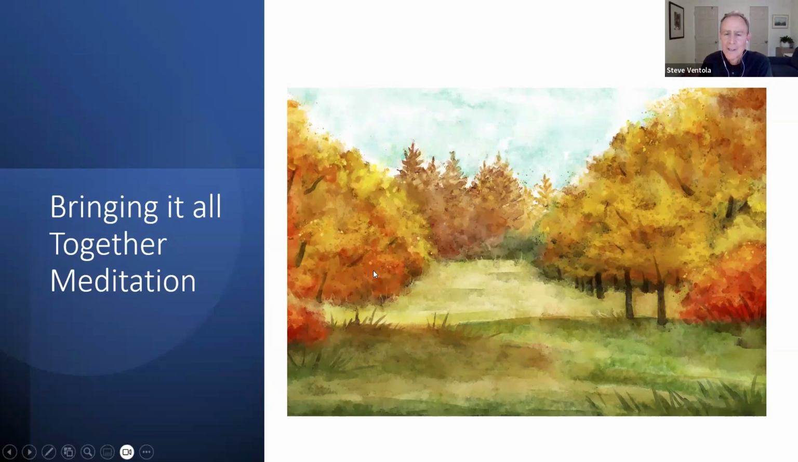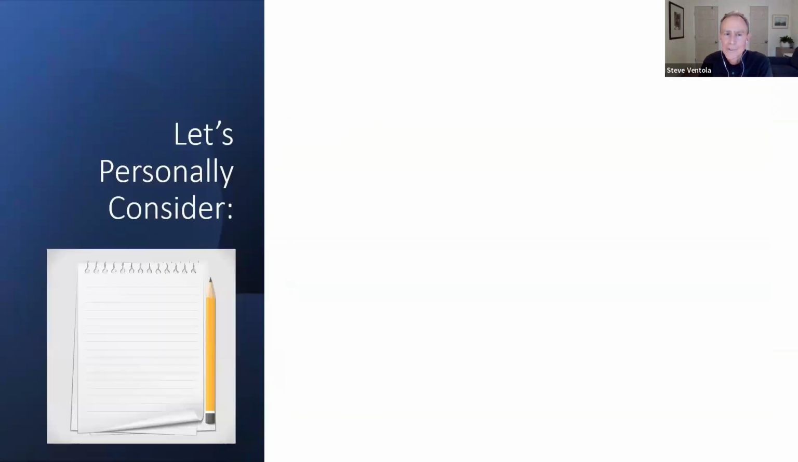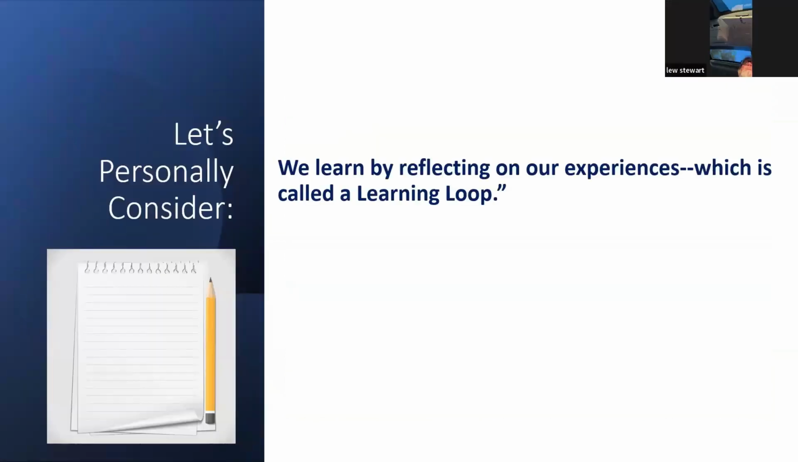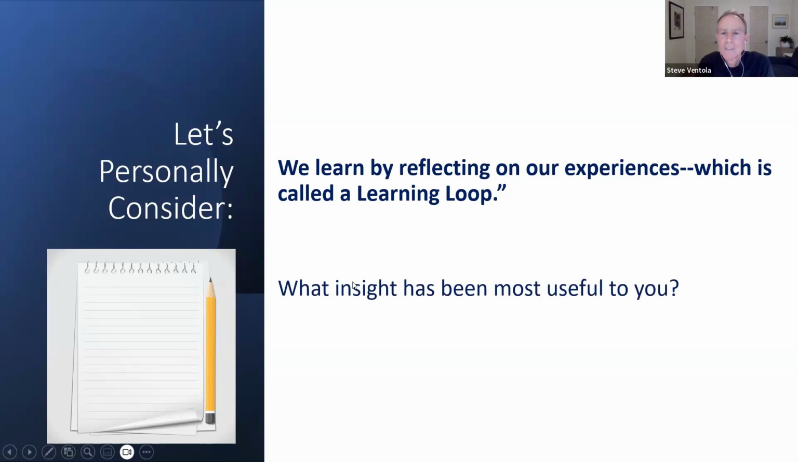Let's look at this again. How we learn, let's personally consider now. We learn by reflecting on our experience, which is called a learning loop. So rather than what we just shared just going by the wayside, if we can reflect on that. We did a little bit of meditation on that, but then personally considering. So if you have pen and paper, or if you just want to reflect in your thoughts, we learn by reflecting. So what insight has been most useful to you?